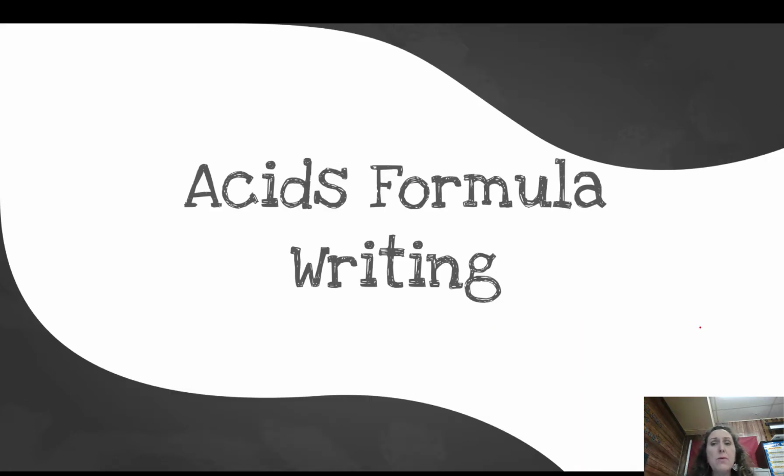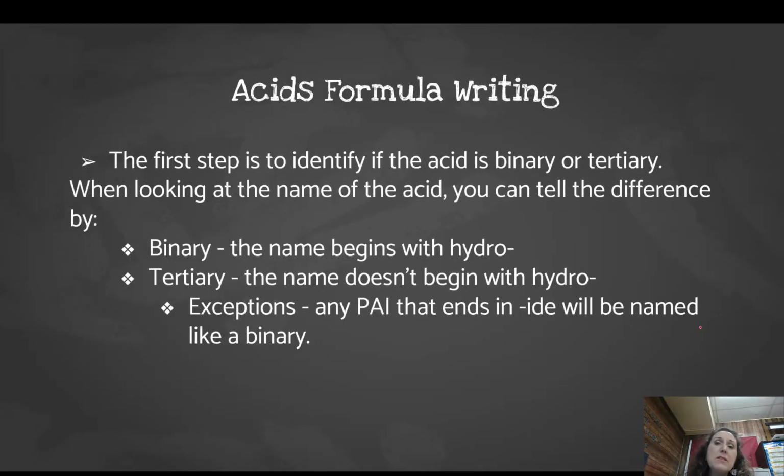All right, so now how do we write a formula? The first step is to identify if the acid is binary or ternary. So when looking at the name of the acid, you can tell the difference. Binary begins with hydro, ternary, the name doesn't begin with hydro.